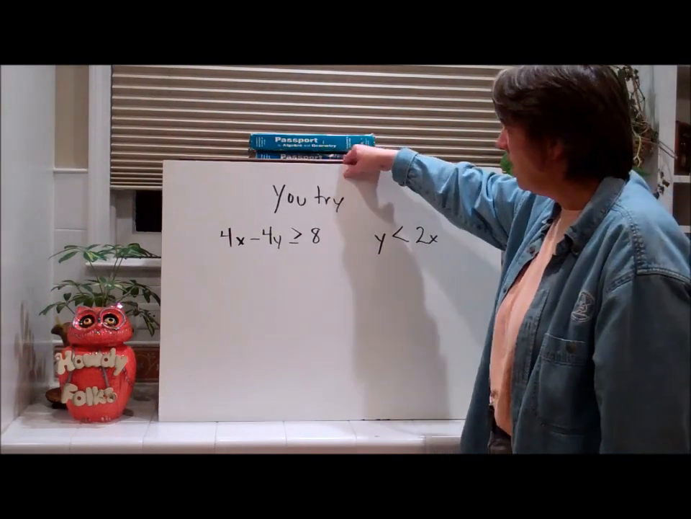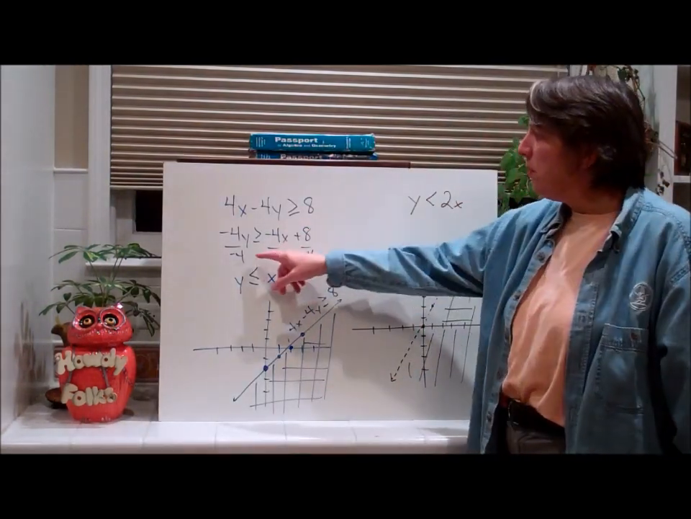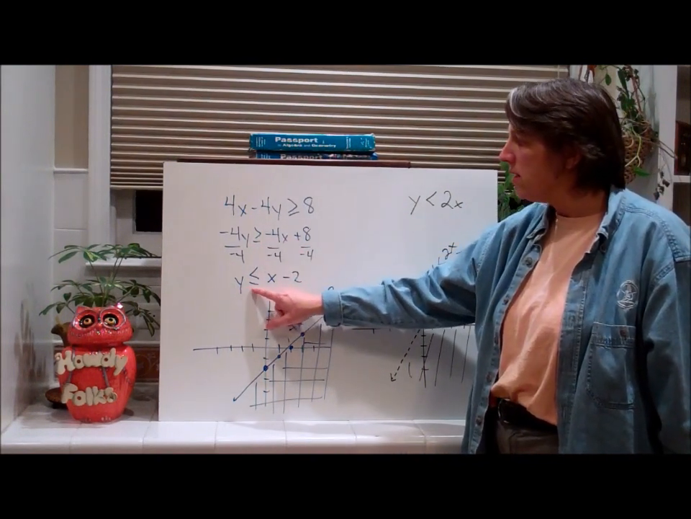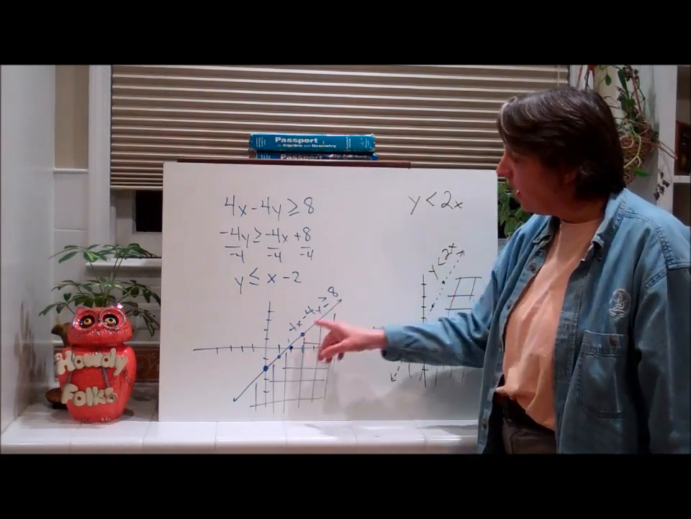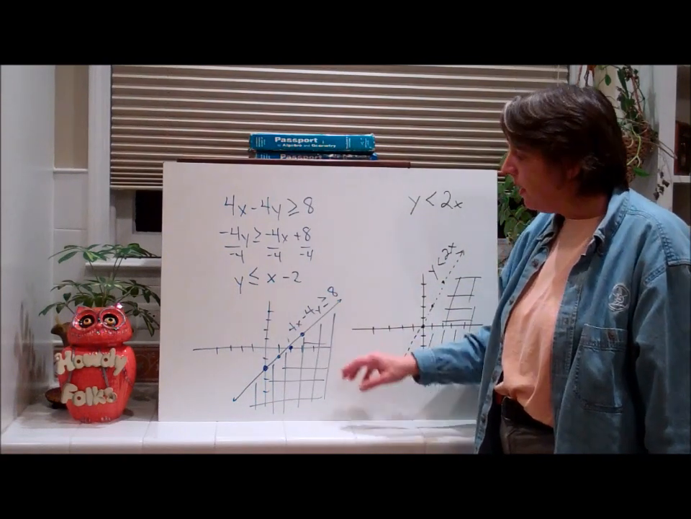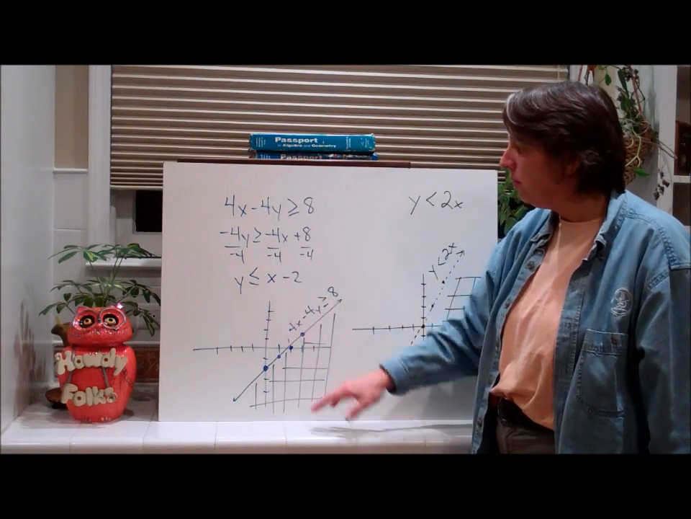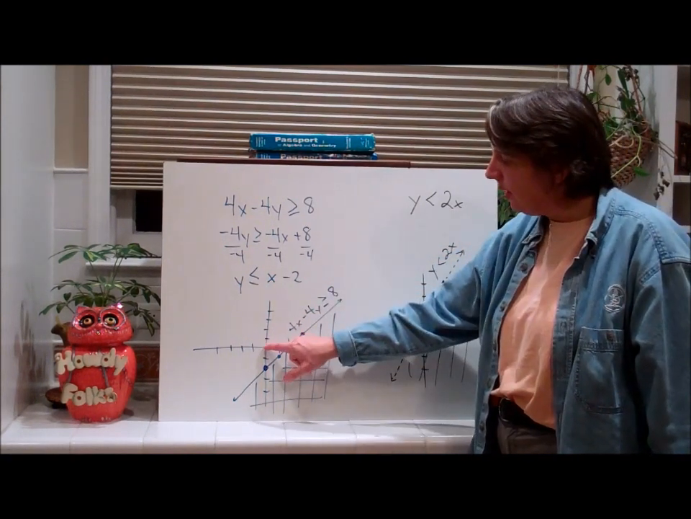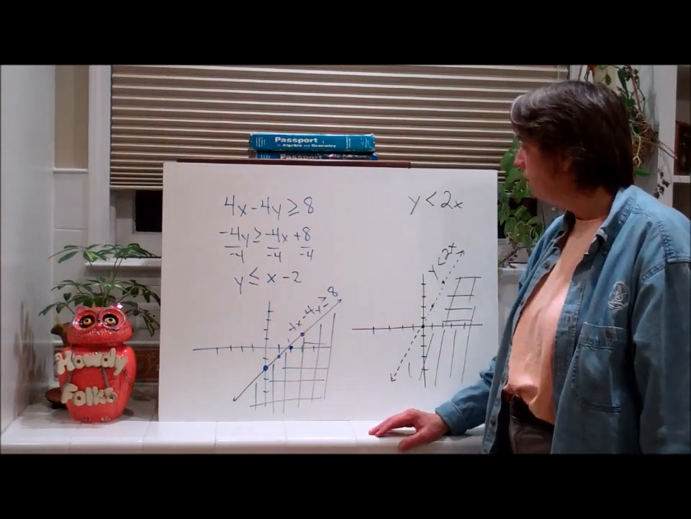Alright, let's see how you did. If you notice, I'm going to divide everything by negative 4, the sign flips. It becomes y is less than or equal to x minus 2. It's a solid line because it's less than or equal to. I labeled it, and when I plugged in the point 0, 0 here, 0 is not less than negative 2. So it can't be above the line, the solutions have to be below.